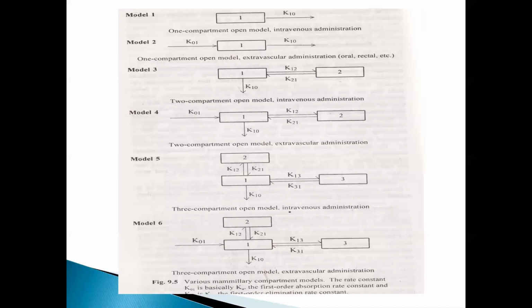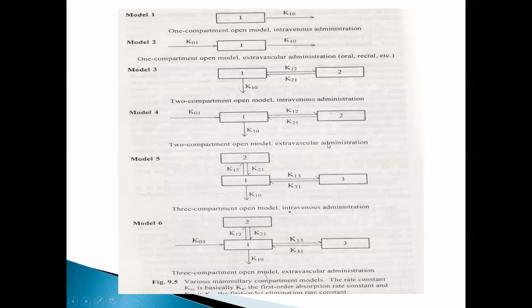So why do you call it a 2-compartment model? Because you can see there is the central compartment. There is also the peripheral compartment. The central compartment consists of highly perfused tissues. The peripheral compartment consists of poorly perfused tissues.